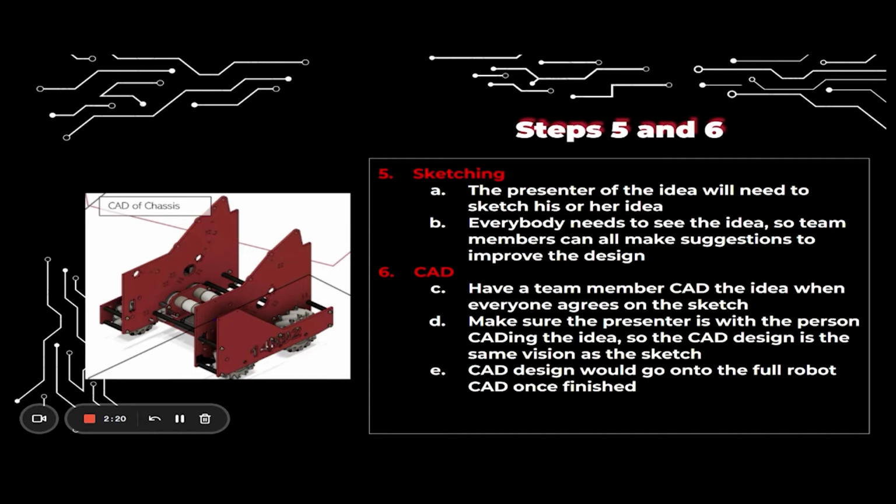So have a team member CAD the idea when everyone agrees on the sketch. The team member that CADs it does not have to be the presenter who had the idea originally. So make sure the presenter is with the person CADing the idea so the CAD design is the same vision as the presenter had in the sketch. The CAD design would go into the full robot CAD once finished.